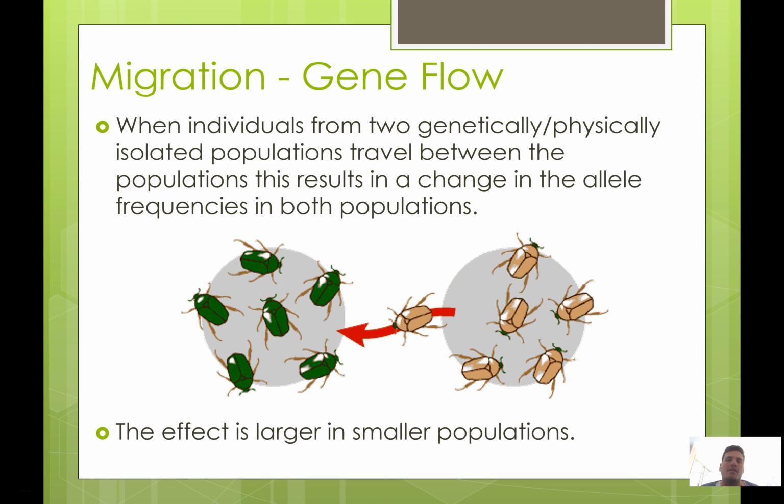So gene flow is all about migrations, okay? Migrations are really, really common across the world, across different species. When individuals from two very genetically and physically isolated populations travel between them, we're talking about the same species, just varieties within that species, this results in a change in the allele frequencies in both populations, okay? Obviously the effect's going to be a lot bigger in smaller populations.